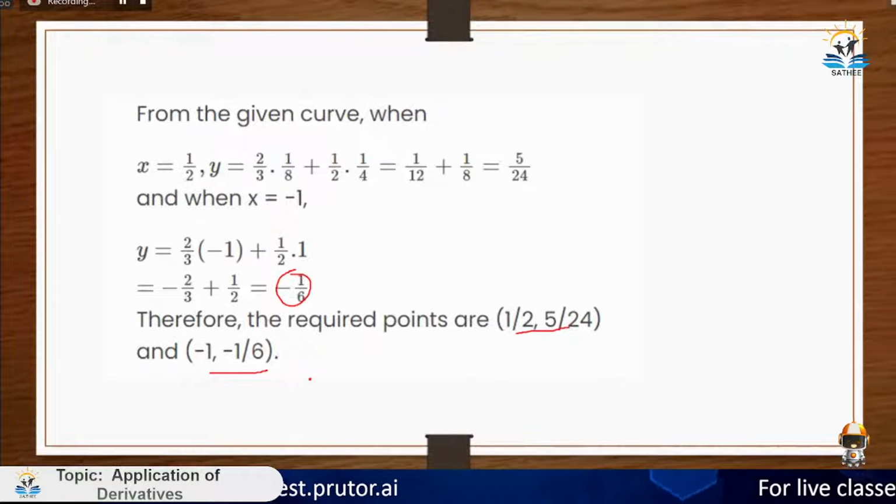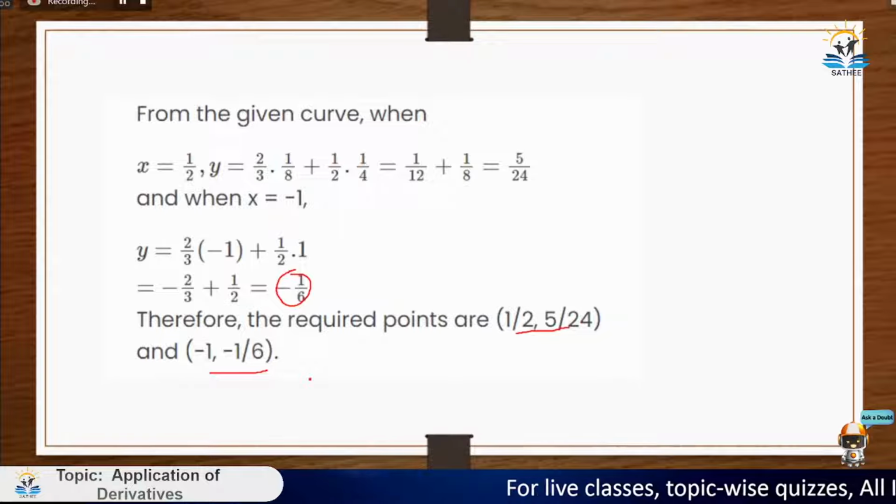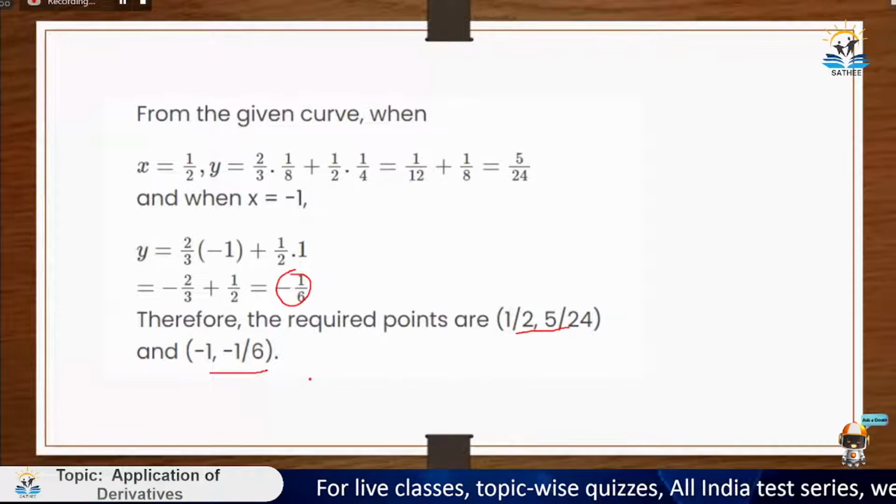If it is coming greater than 0, you will say that your function is increasing. If it is coming less than 0, you will say that the function is decreasing. And if it is coming equal to 0, then you will calculate f double dash x. Then if f double dash x is greater than 0, you will get a minima, and if f double dash x is less than 0, you will get a maxima.